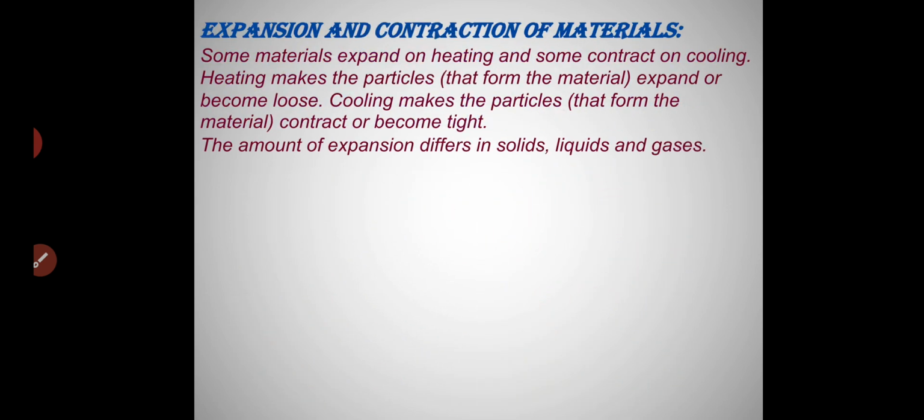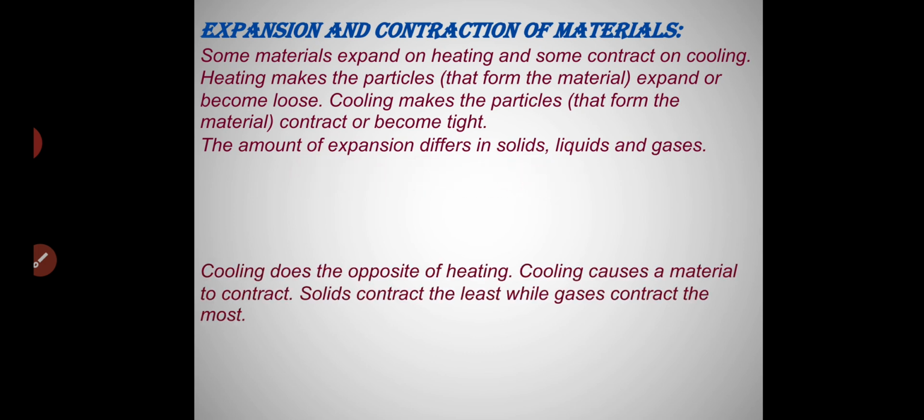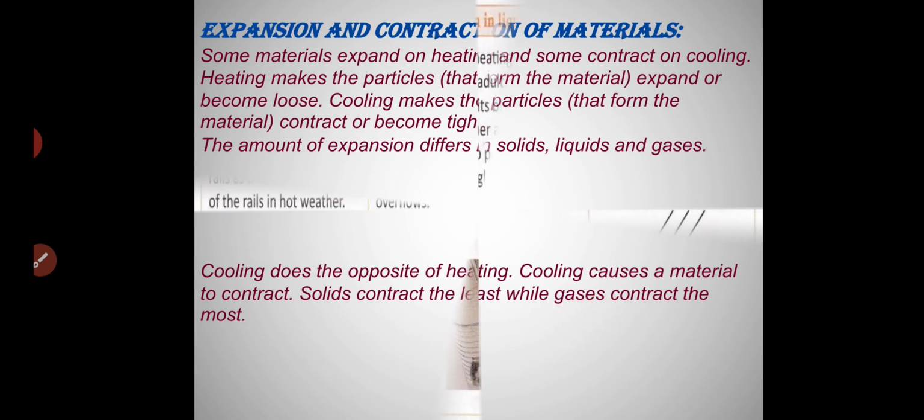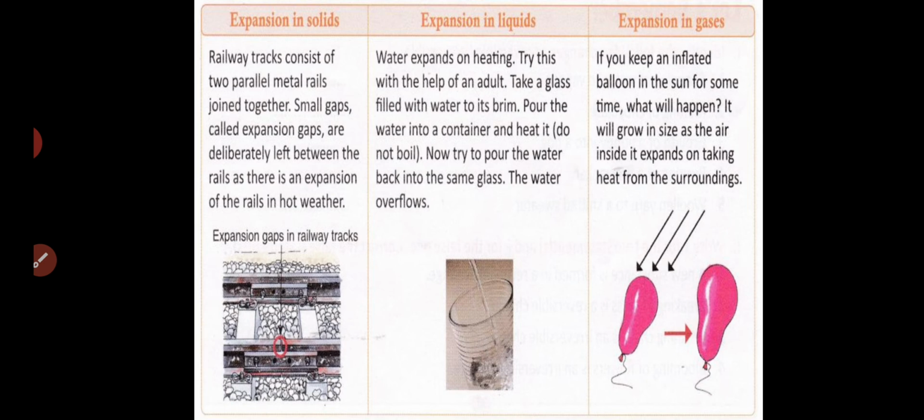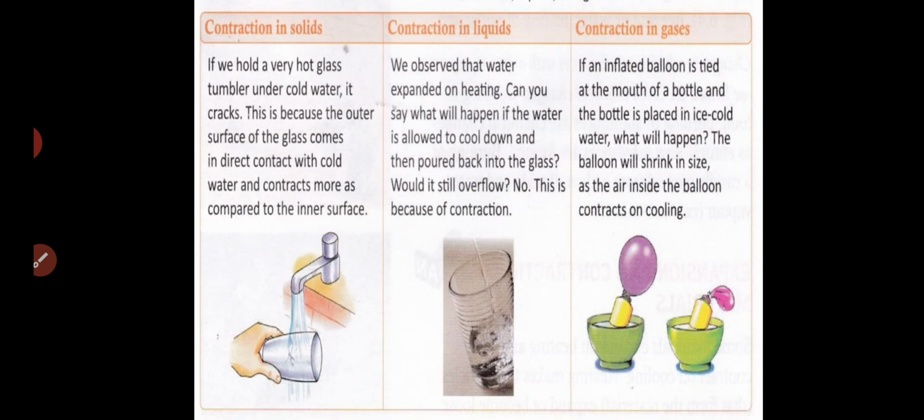Now expansion and contraction of materials. Some materials expand on heating and some contract on cooling. Heating makes the particles expand and become loose. Cooling makes the particles contract and become tight. The amount of expansion differs in solids, liquids and gases also. Cooling is not the opposite of heating. Cooling causes a material to contract. Solids contract the least while gases contract the most. Now this is the difference and it is given in your textbook also. Please note it in your notebook. Right? This is the contraction of solids, liquids and gases.